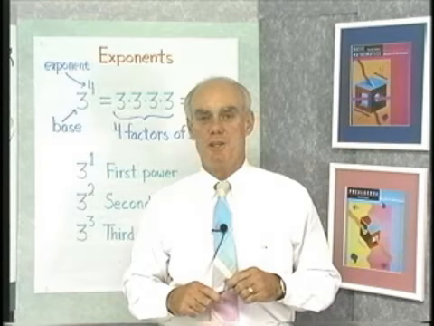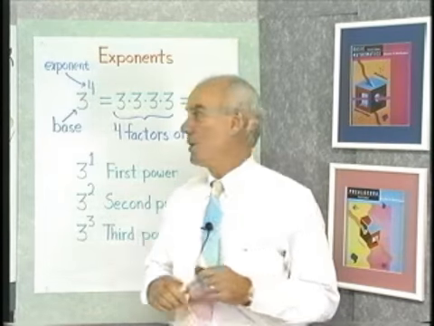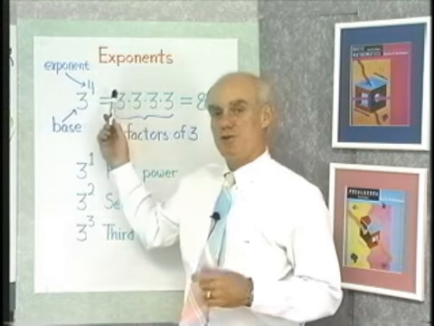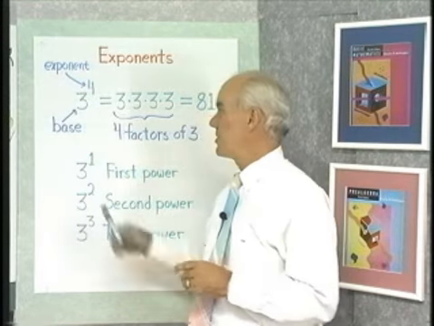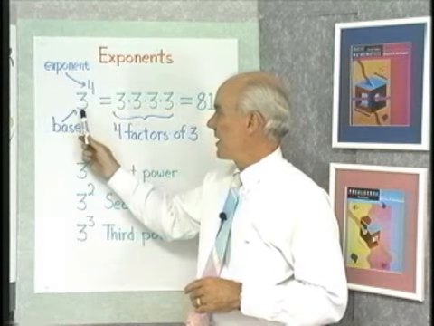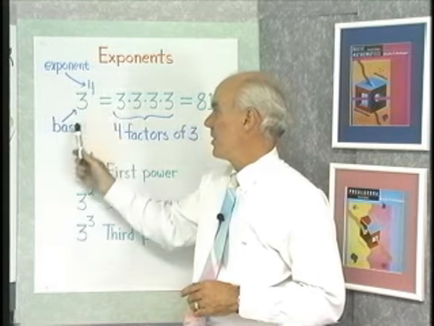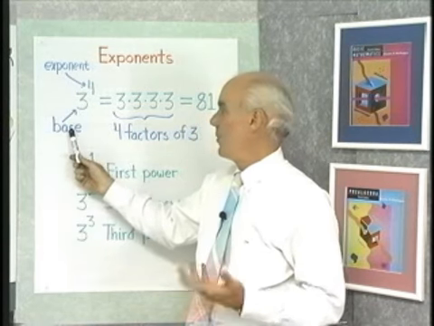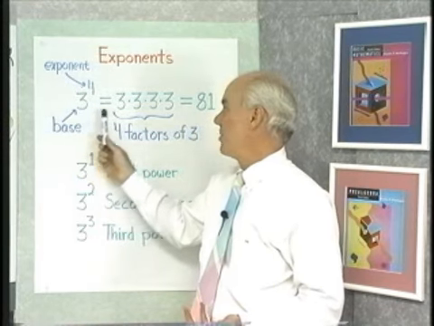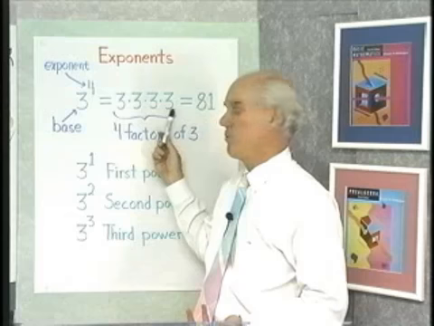First thing we want to do in this video lesson is take a look at exponents. Exponents are shorthand notation for repeated multiplication. So if I see an expression that looks like this, I say it's 3 to the 4th power. The 4 is called an exponent, the 3 is called the base. And what this means is to multiply 3 times itself 4 times.